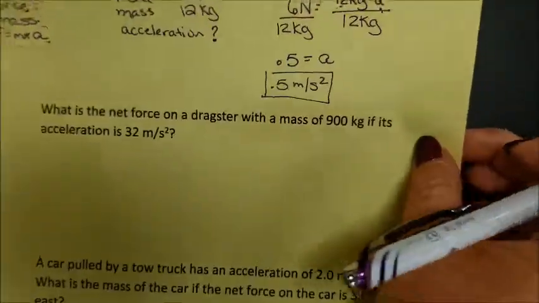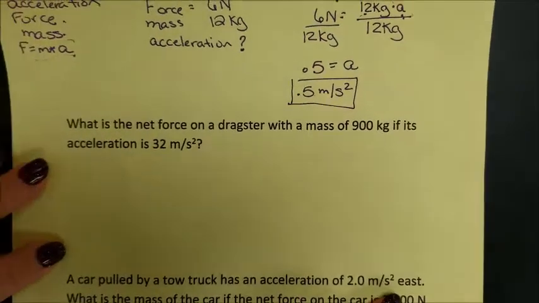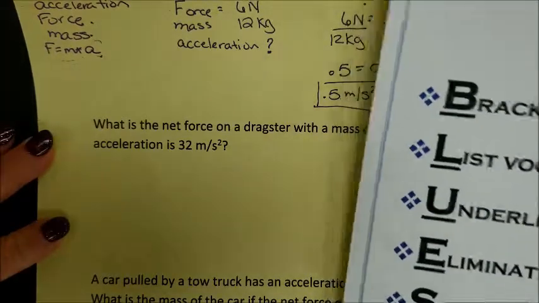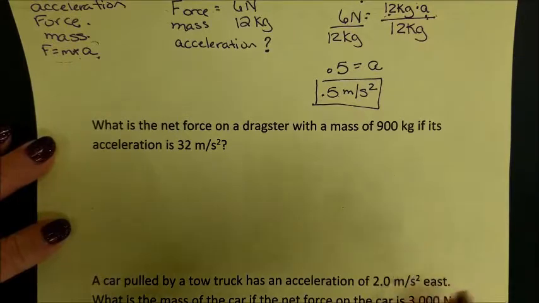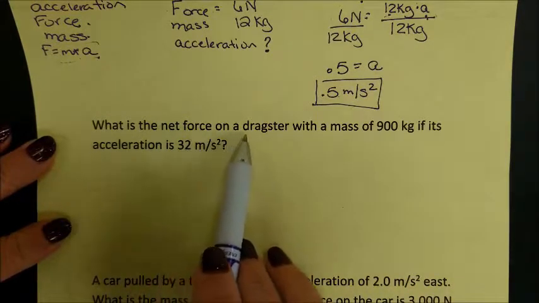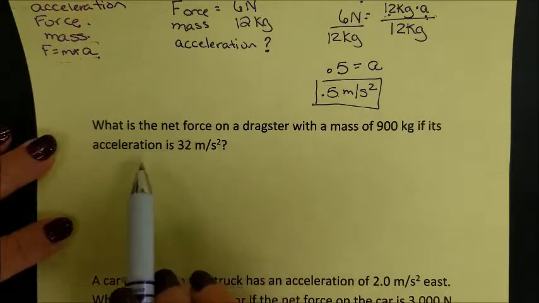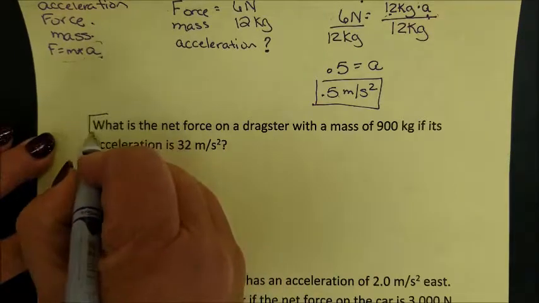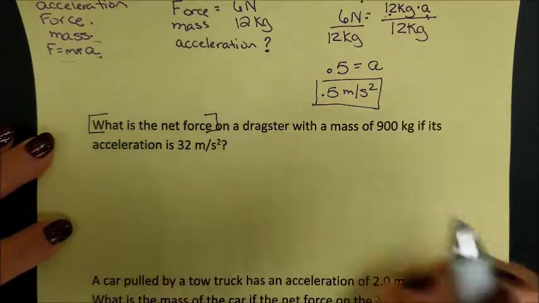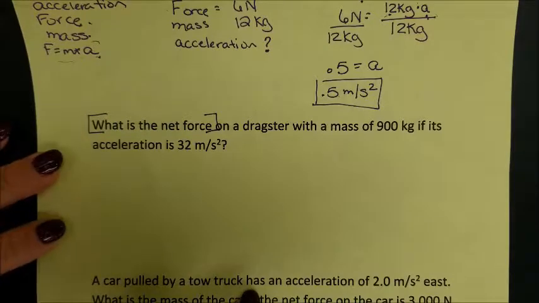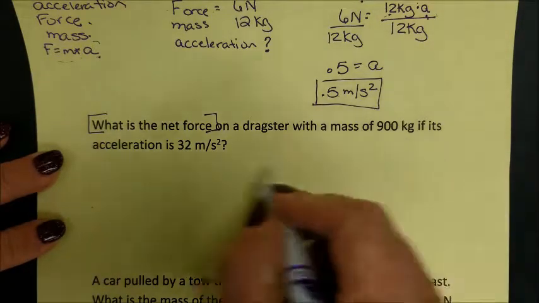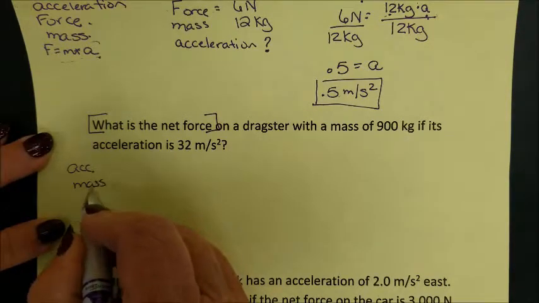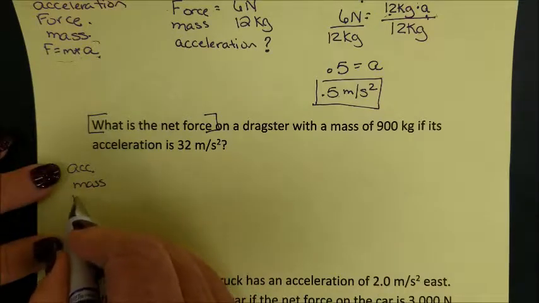So the second question, again, using the BLEUS, the first part says to bracket the question. In this case, it says, what is the net force on a dragster with a mass of 900 kilograms if its acceleration is 32 meters per second squared? So what is the net force is our question. Vocabulary and equations. We're going to also list the vocabulary and equations. We've got acceleration again. We have mass. And we have net force.